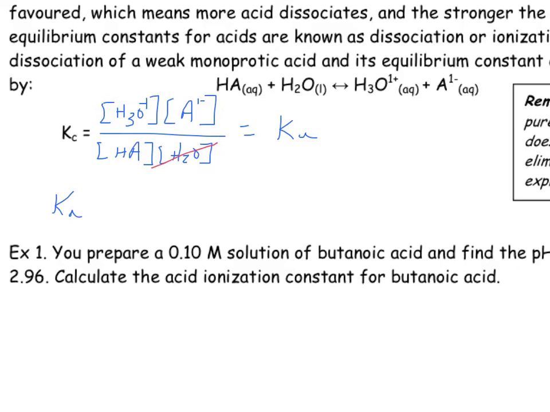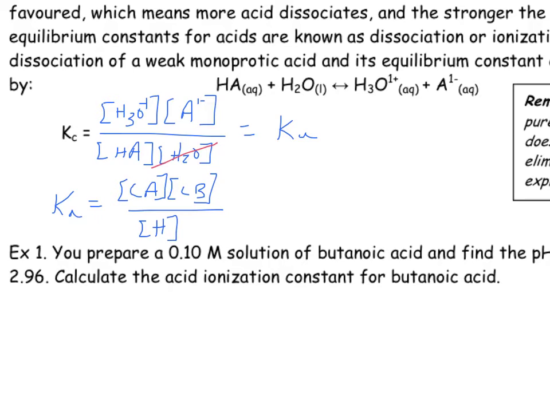Another way of looking at this is through the Bronsted-Lowry theory lens. The Ka can be calculated by taking the concentration of the conjugate acid times the concentration of the conjugate base and dividing it by the concentration of the acid. Either method works when setting up your equilibrium constant for an acid.